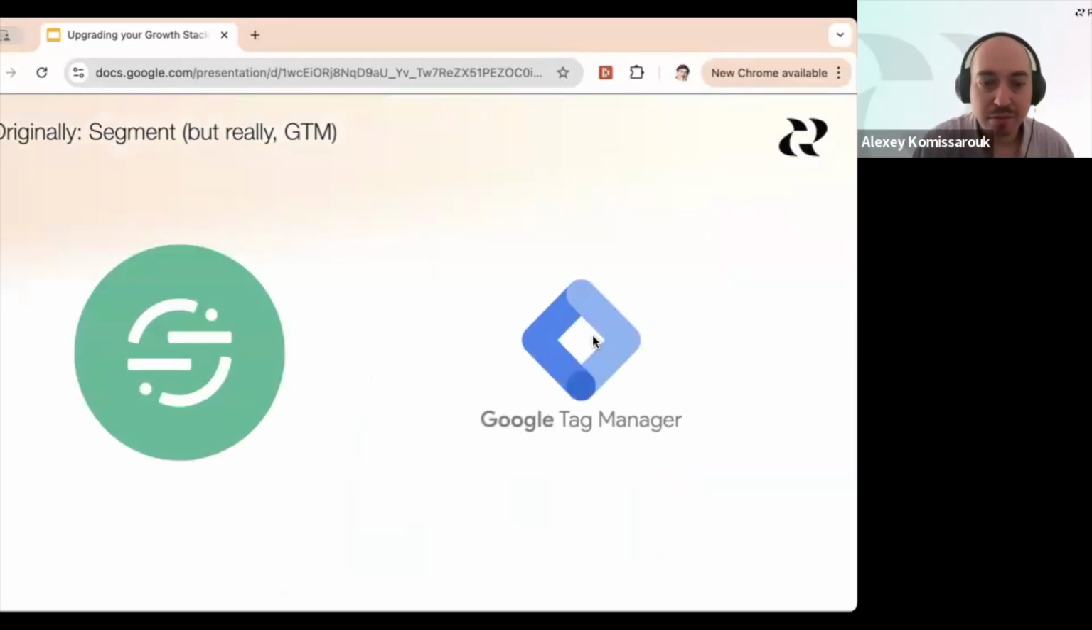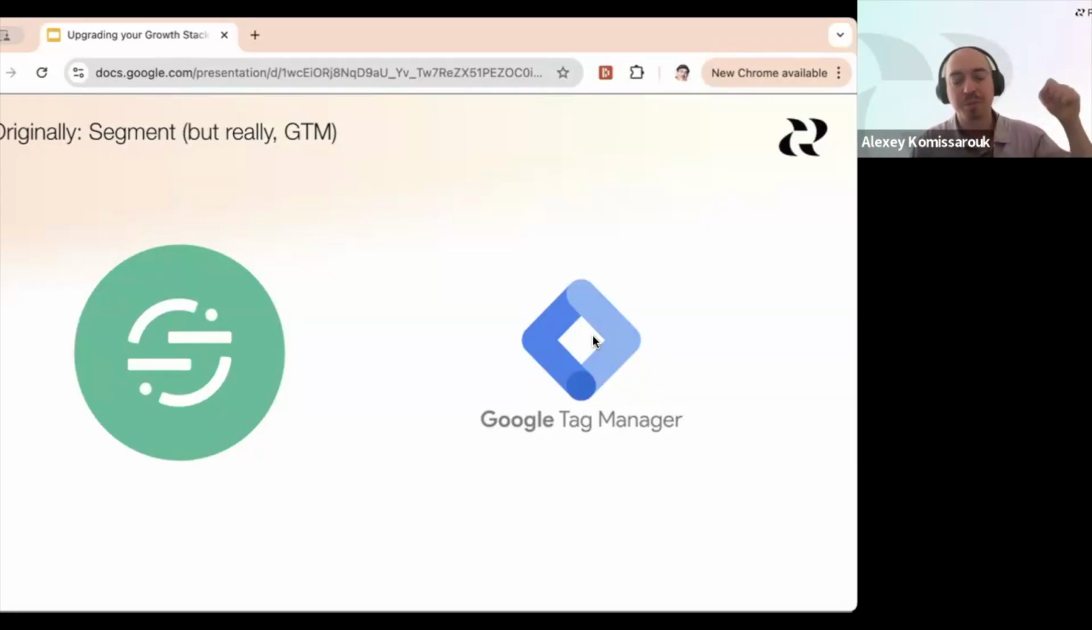And as we mentioned, the first one of these, I mean, not the first one, but the first one of these that was really noticed and picked up in a big way by Silicon Valley is Segment. But really, I actually think the first customer data platform is Google Tag Manager. And Google Tag Manager does a lot less.